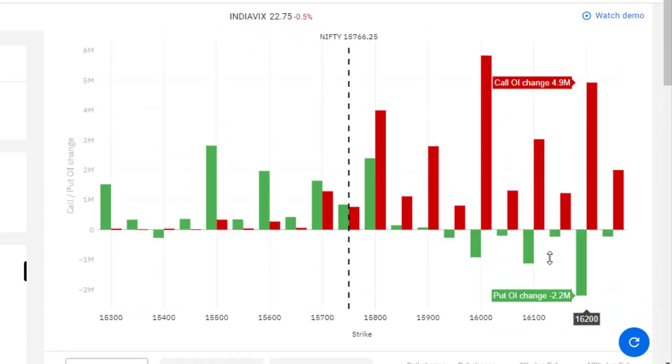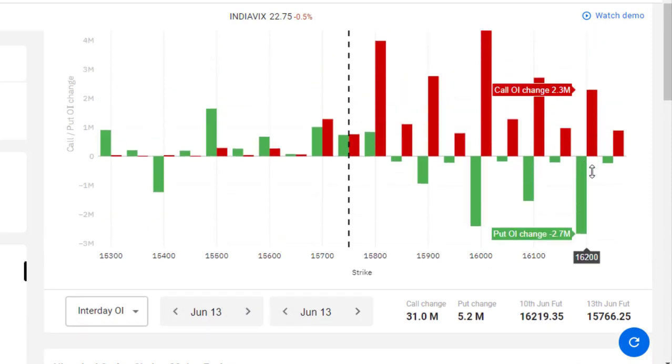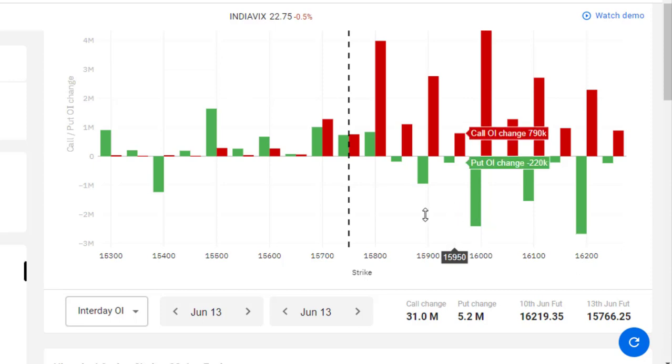So like for example, this one over here, June 13th, right? On June 13th, we had a lot of put open interest change. People who had shorted the puts thought the price won't go lower than this level, 16,200. They were quickly exiting. They were doing short covering because the prices were coming further down. So whenever you have this green bar at the bottom, it's a bearish sign.